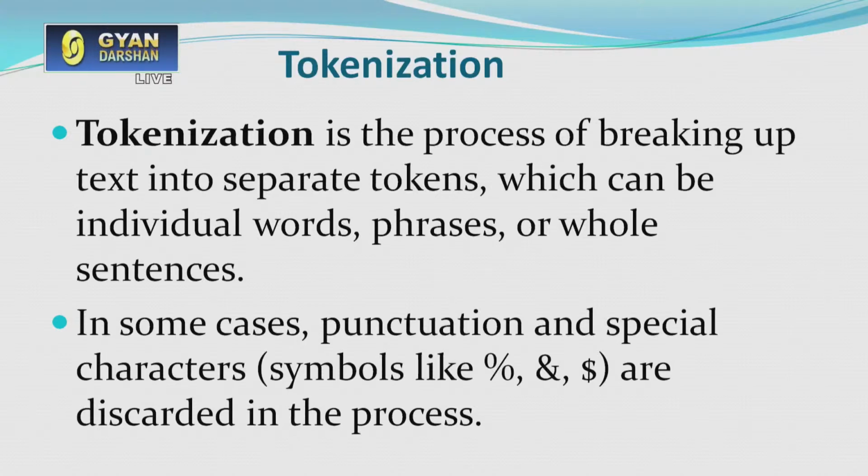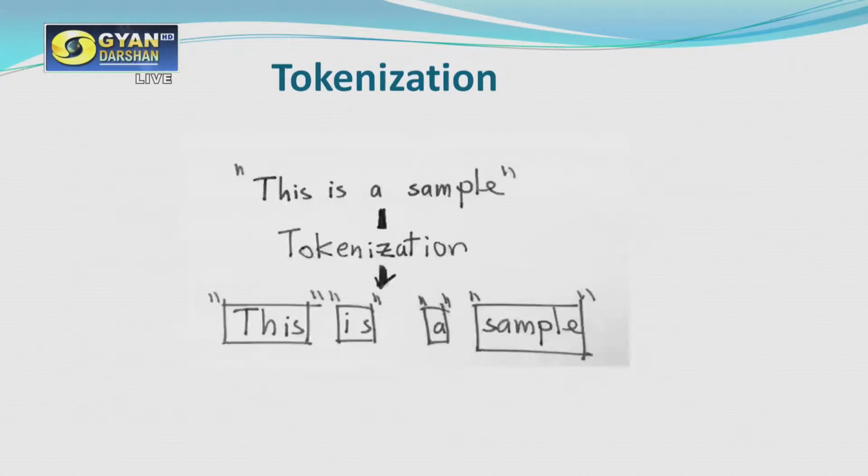In some cases, punctuation and special characters are discarded in the process. This also will happen whenever we do the tokenization. This is a simple example. Here, "this is a sample" is the text that is given, and then it is bifurcated, or cut down, into 4 tokens. "This" is one token, "is" is a token, "a" is a token, and then "sample" is another token. So this particular process is called tokenization.